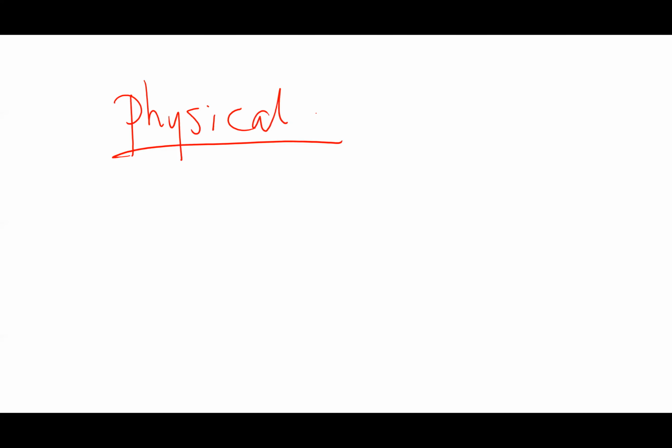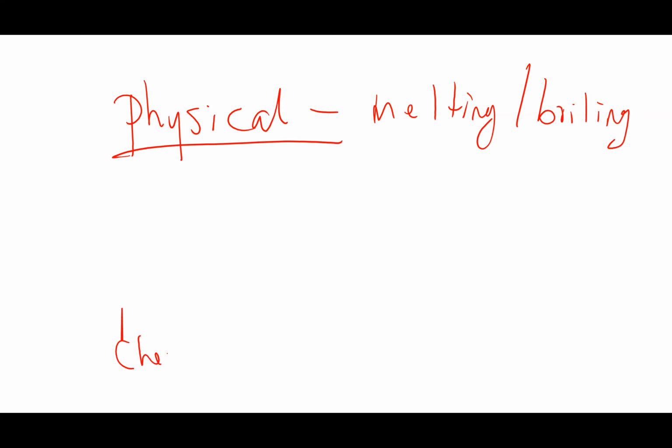And I know what you're thinking. You're thinking, hold on, if it's melting or boiling, that's got to be chemical. But really, the answer to this is quite simple. Physical, melting and boiling. So the question is why? For a chemical reaction to happen, you have to make a new chemical.